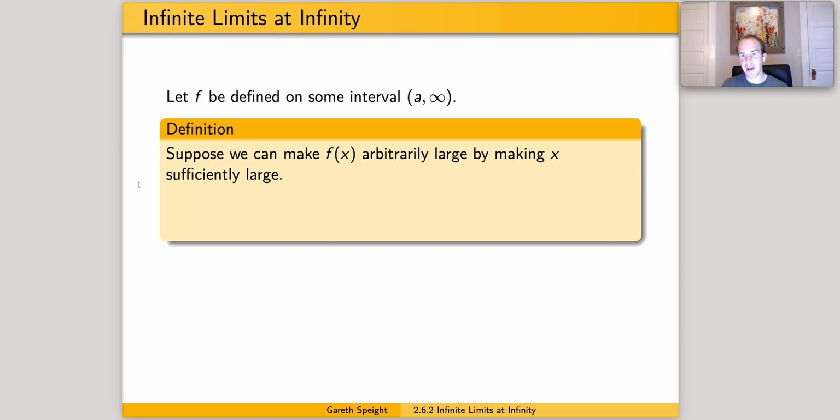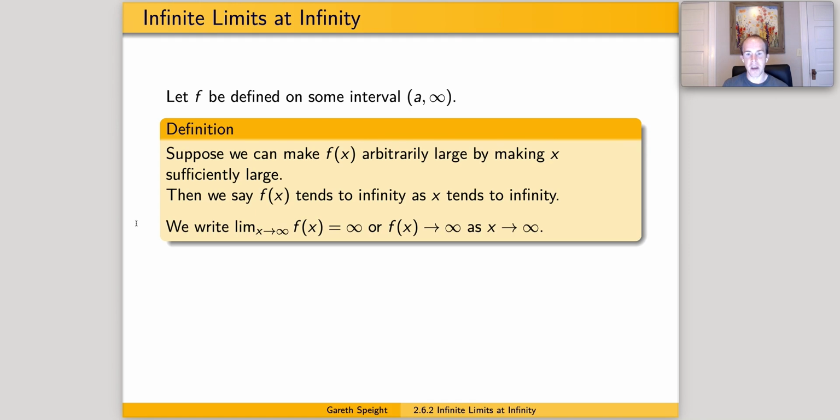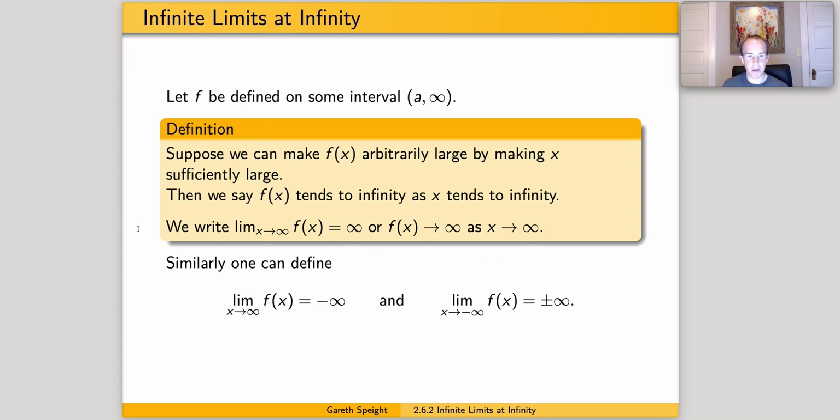So if we can make f of x arbitrarily large by making x sufficiently large, then we say that f of x tends to infinity as x tends to infinity. And there is the notation you would expect. So the limit as x tends to infinity of f of x equals infinity, or f of x tends to infinity as x tends to infinity. Okay. And similarly, you can define the limit as x tends to infinity of f being minus infinity.